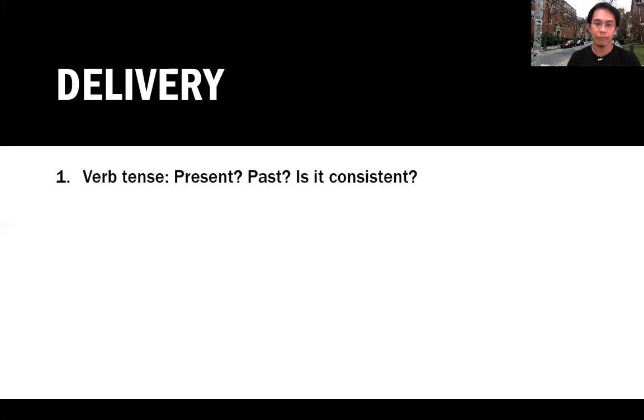But this one, the easy delivery is that no matter how difficult your subject is, or no matter how strange the place you describe is, if you can deliver it properly, then it will be easy for people to read and try to grasp what kind of place you want to describe. First one is related to the grammar, verb tense. You need to decide whether it will be presented in past tense or present tense.